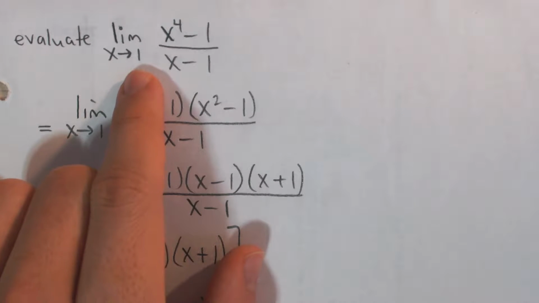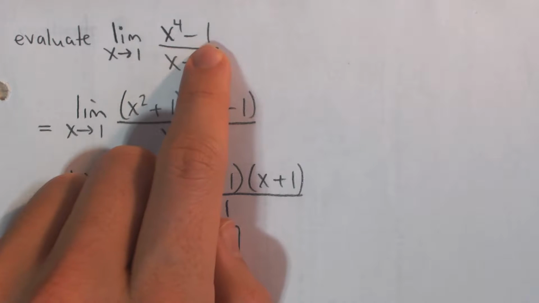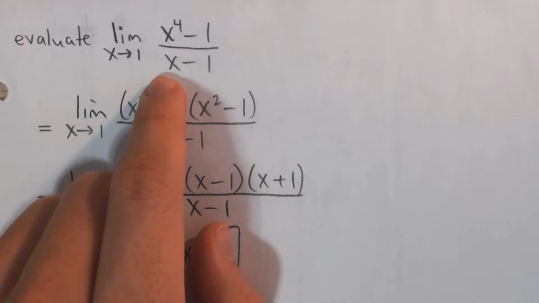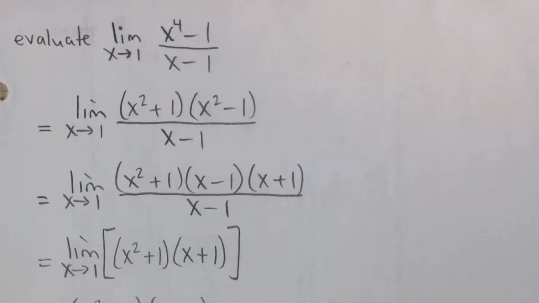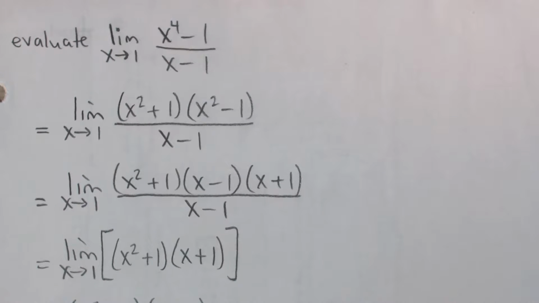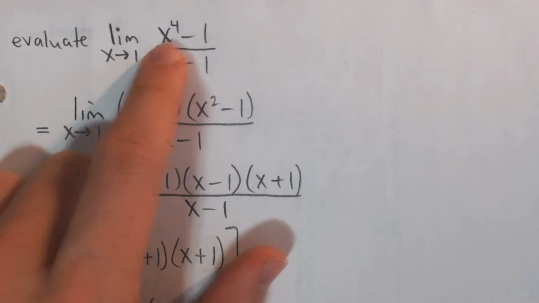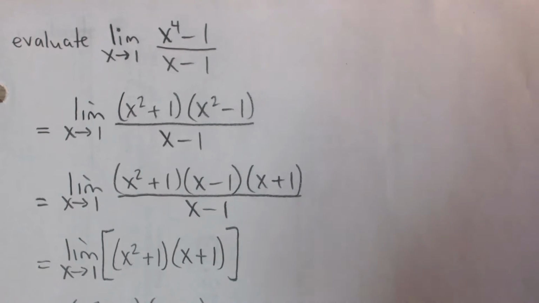So plug in 1, we get 1 to the fourth minus 1, which is 0, divided by 1 minus 1, which is also 0, and so we get 0 over 0. So that's not really going to help us out very much, because that doesn't tell us anything really about the limit. But instead, notice that x to the fourth minus 1 is a difference of squares, right?